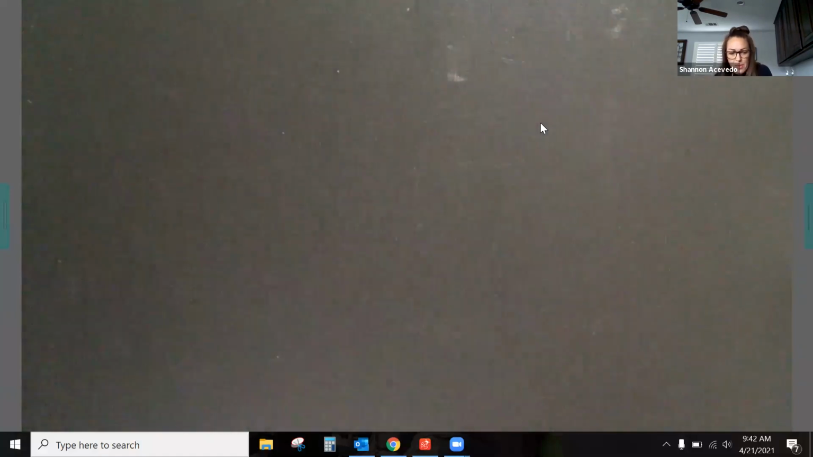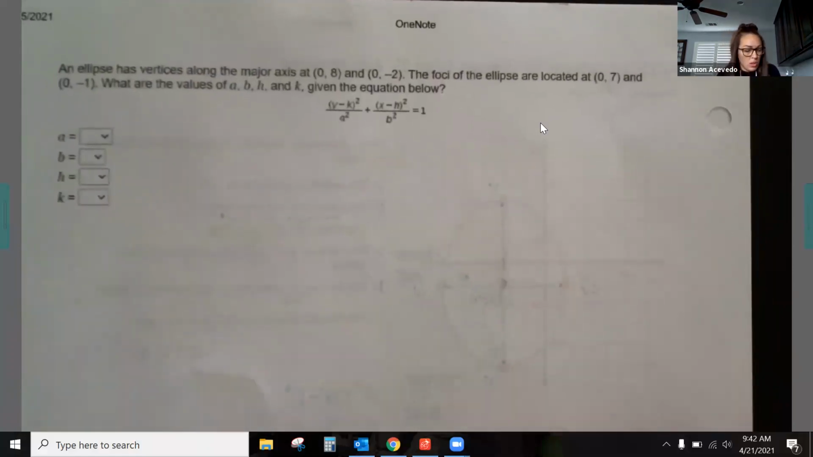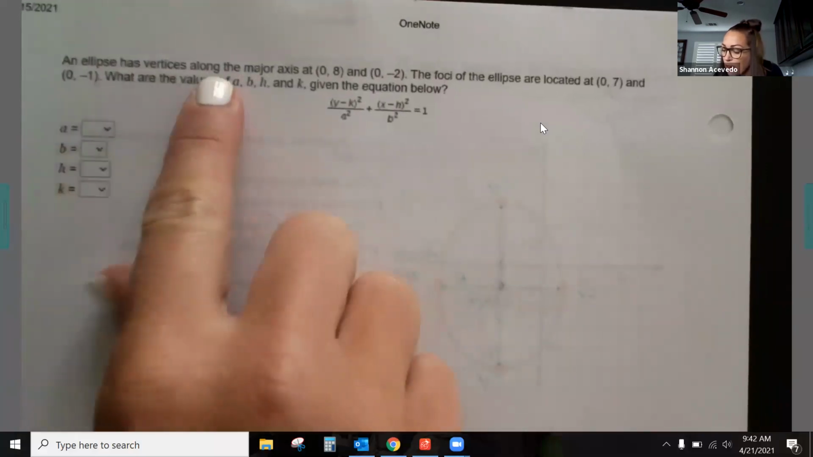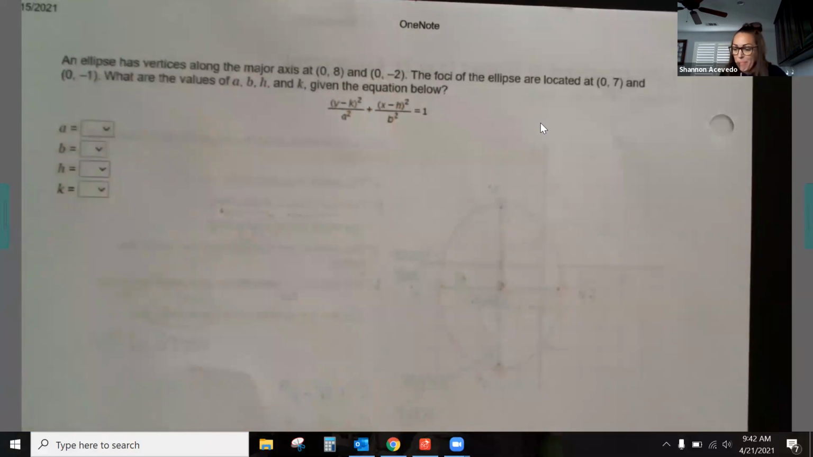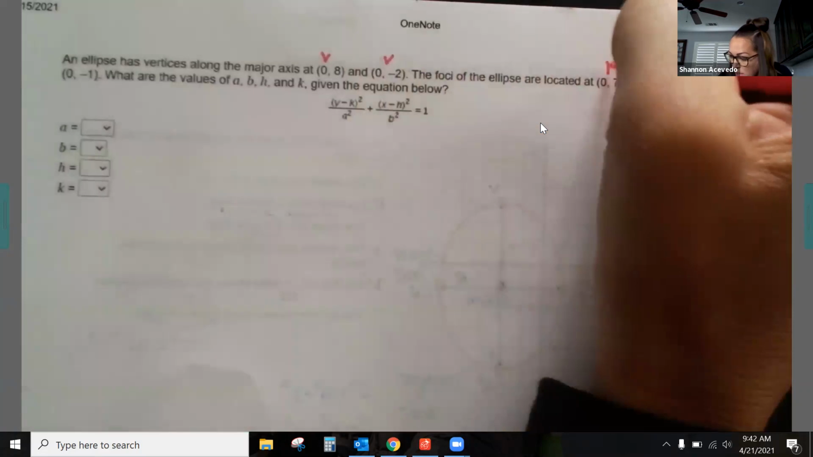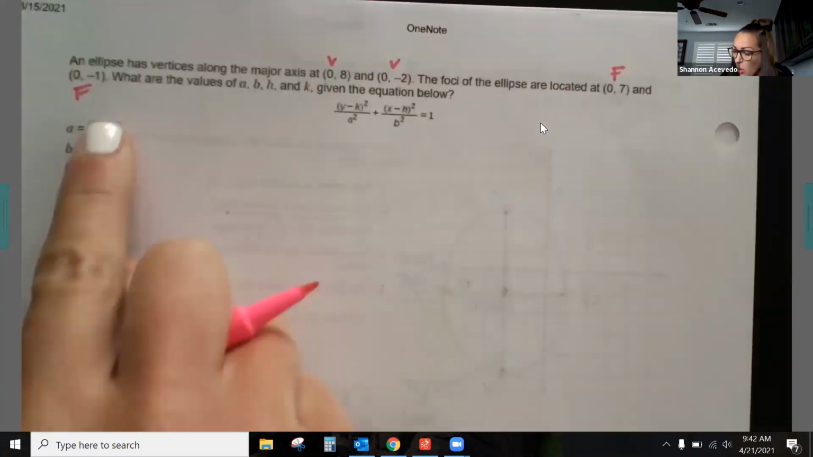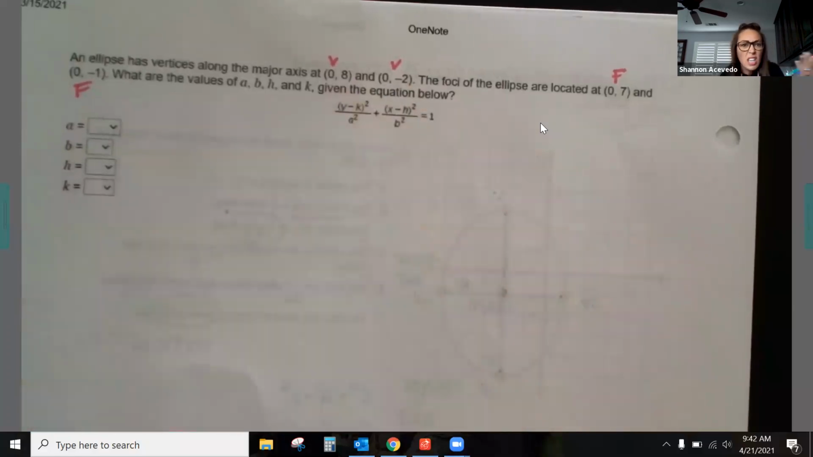All right, let's look at our next example. So let's look at the information they gave us. We have an ellipse that has vertices along the major axis, so here's where our vertices are. They gave me my vertices. The foci are at these two values. What are the values of A, B, H, and K? So what is the equation basically going to be? I want to figure out the pieces so I can create the equation.